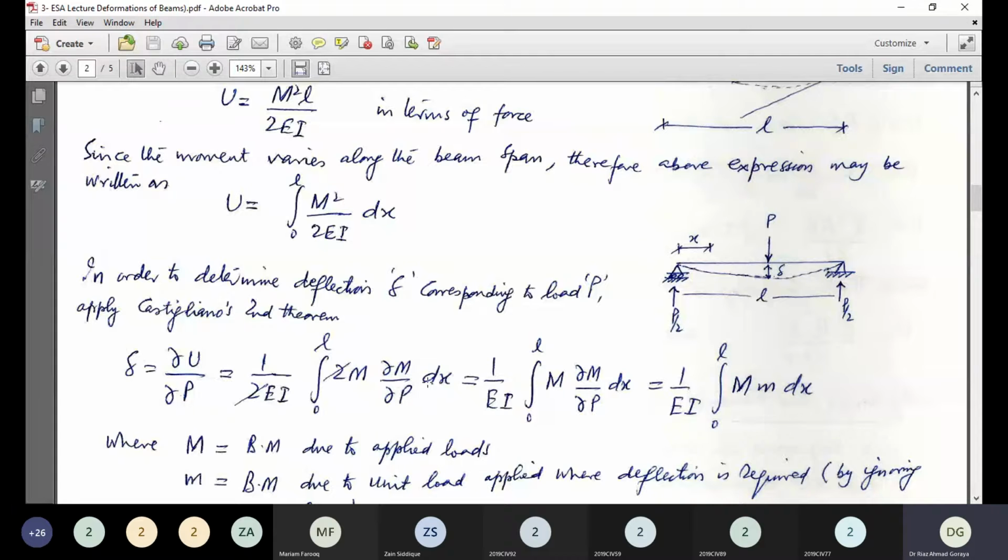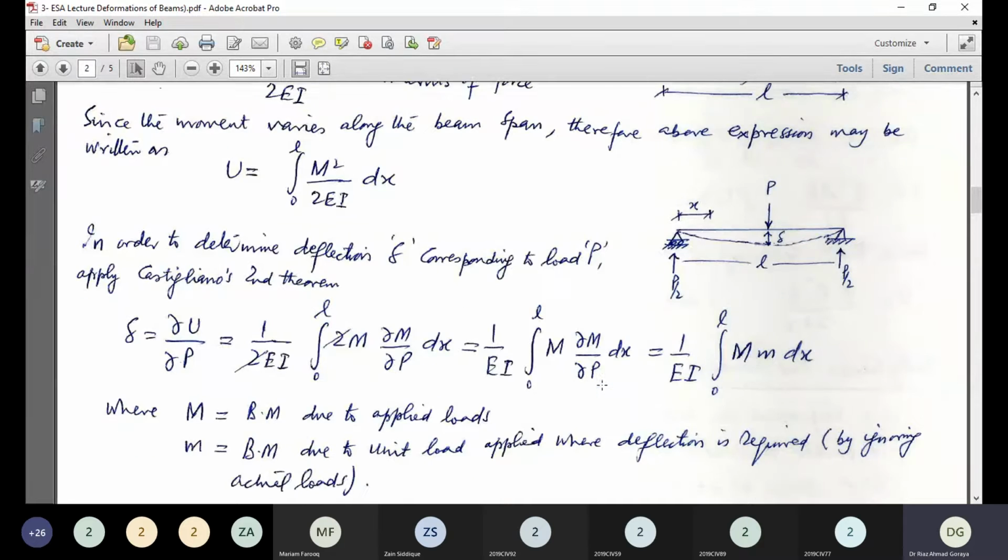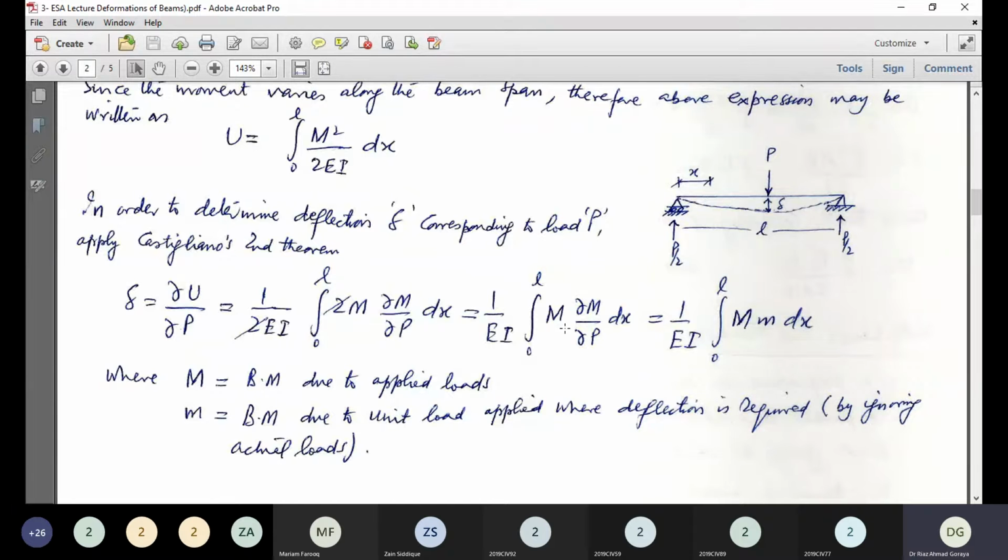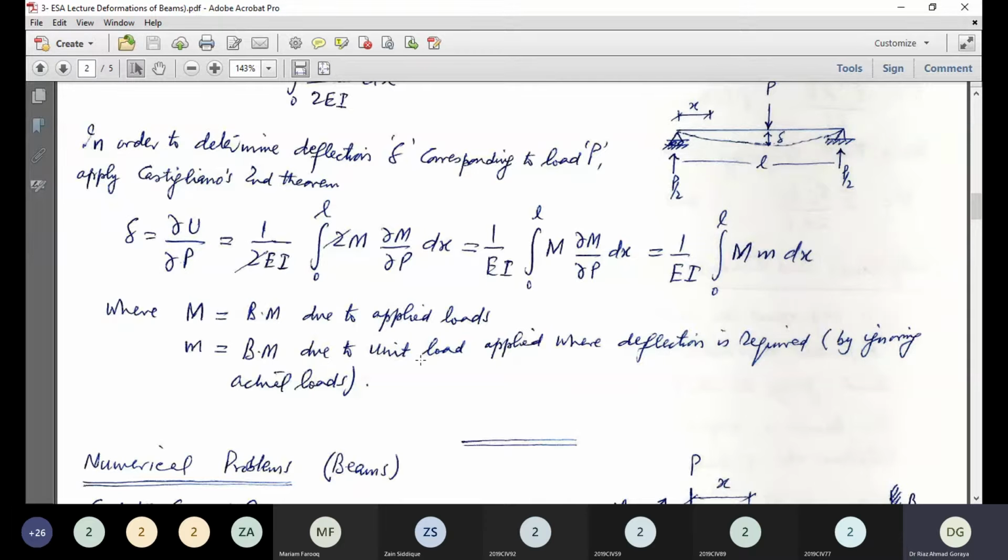partial M over partial P into dx is equal to 1 over EI integral 0 to L M partial M over partial P into dx. Either we will use the equation in this form, that is integral 0 to L M into partial M over partial P into dx, or in the form of integral 0 to L capital M into small m into dx, where capital M is the bending moment due to applied loads and small m is the bending moment due to unit load applied where deflection is required by ignoring the actual loads.